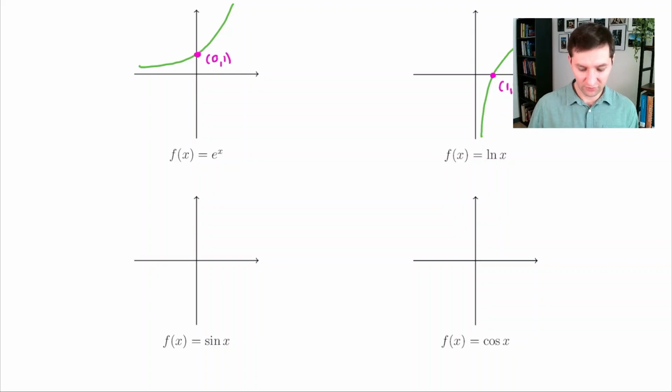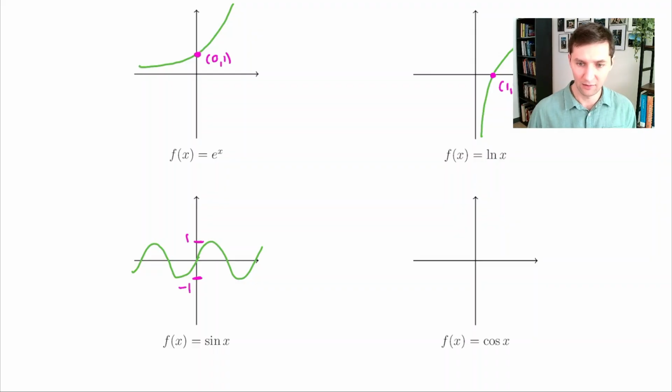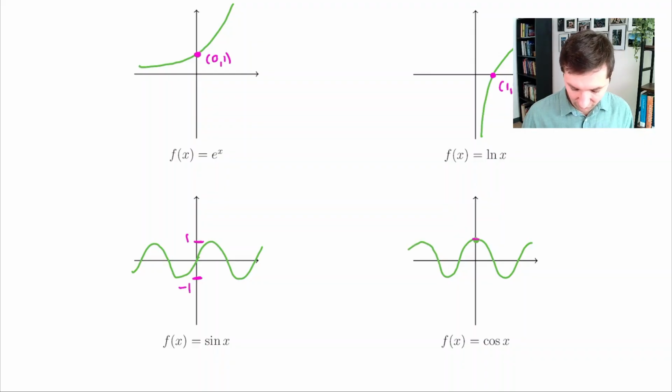Finally, the two famous trigonometric functions. The function sine of x starts at the origin and oscillates up and down around the x-axis, to the right and to the left. This function never goes above 1 and never goes below -1. The function cosine of x looks similar. It starts at the point (0, 1) and then oscillates up and down around the x-axis, to the right and to the left. This function never goes above 1 and never goes below -1.